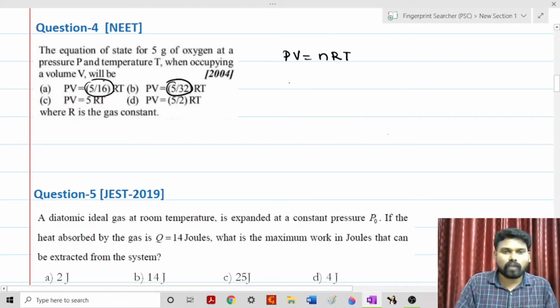So how can we find the number of moles? You know that n is the number of moles. How can you calculate the number of moles? We have the formula: given mass divided by molecular mass.